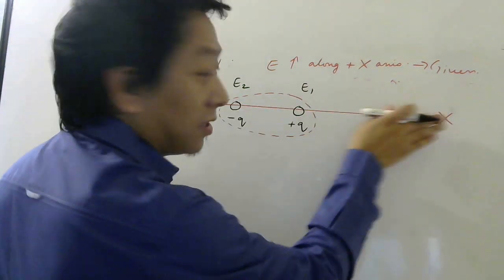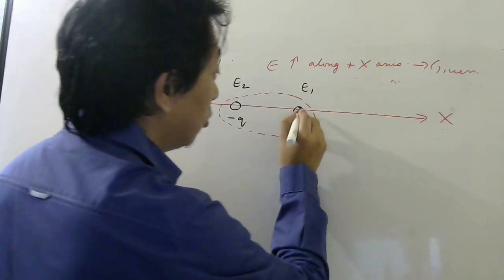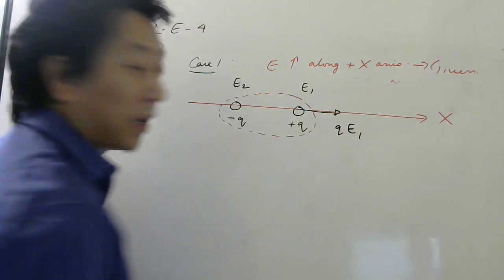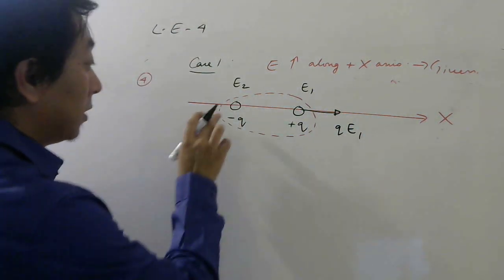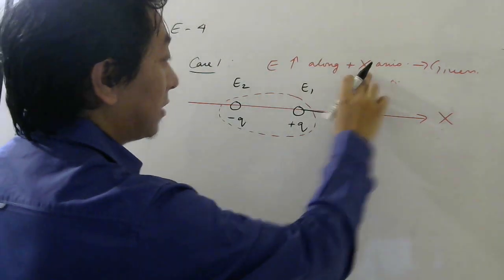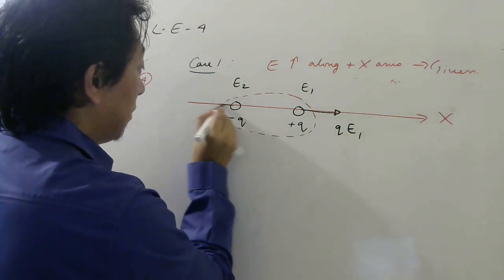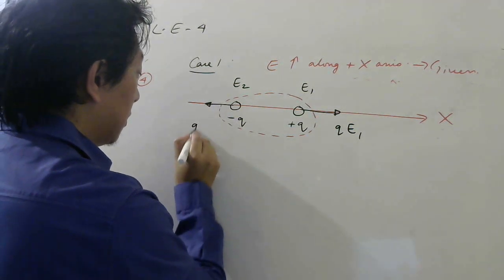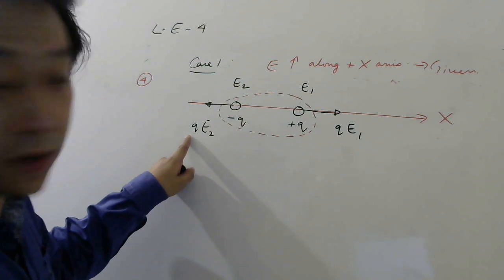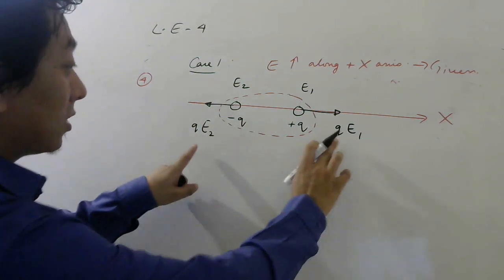So electric field is this way. So this plus Q will feel force this way. Magnitude will be Q into E1. This is minus Q, so this will feel force opposite to electric field. Electric field is along x-axis, so this will feel force this side. Q into E2, magnitude I am writing, so minus I will not write. Direction I have shown already. So these are the two forces.